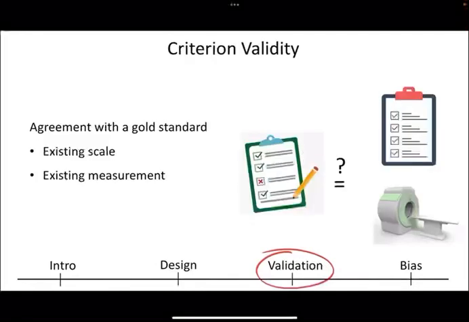Criterion validity is comparing the results of your questionnaire to some kind of gold standard. An example of that is an existing scale. So if there's a scale that is the gold standard for measuring depression, and you have a group of people take that and then take your survey, which might be some abbreviated or different version, ideally everyone that the gold standard says is depressed, your scale will also determine as depressed. That's the way you can quantify your agreement with a gold standard.